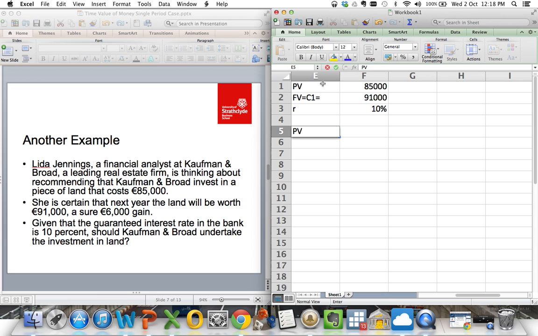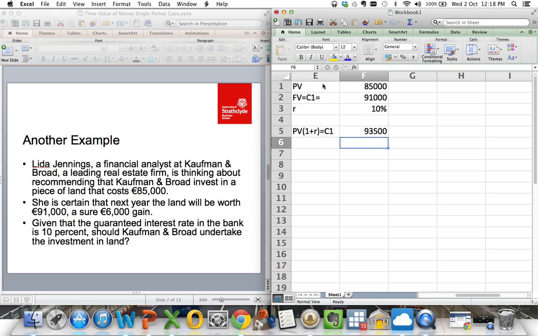So PV times 1 plus R, which is equal to C1, is equal to, let's say, 85,000 multiplied by 1 plus 10%. Now notice this is 10%, which is equal to 0.1. A lot of students sometimes put 10 in here. And we've got 93,500.